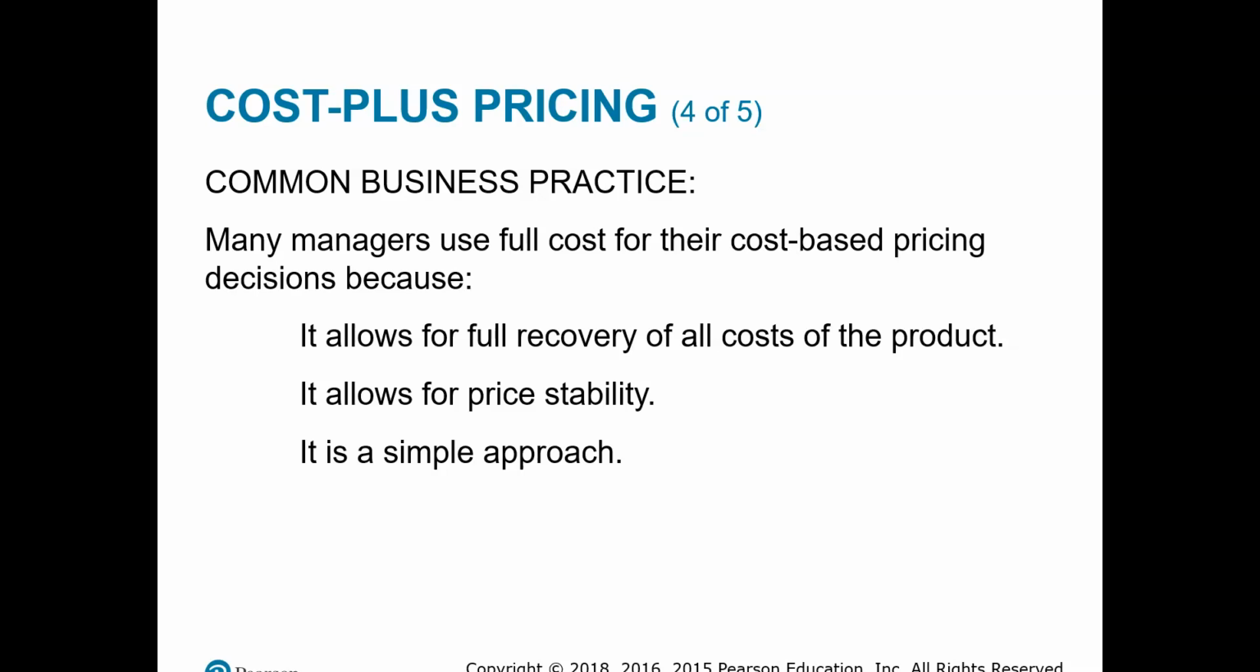Another thing is price stability, because what happens if the cost of one particular type of cost keeps fluctuating up or down? Using the full cost of the product, an overall cost, allows for price stability. And plus, it's really easy. It's a simple approach.